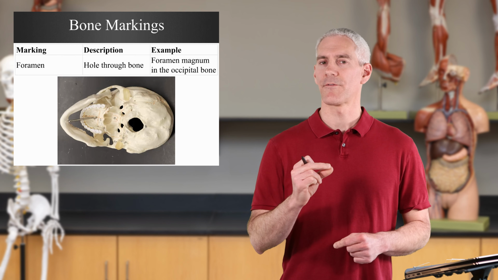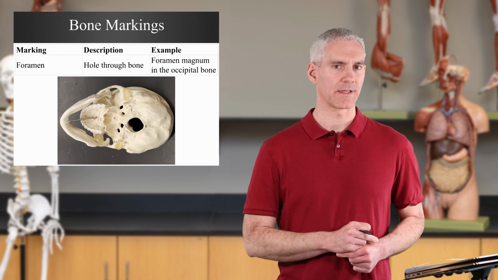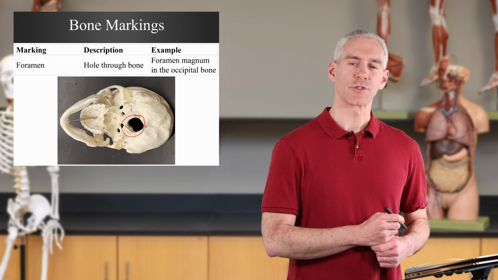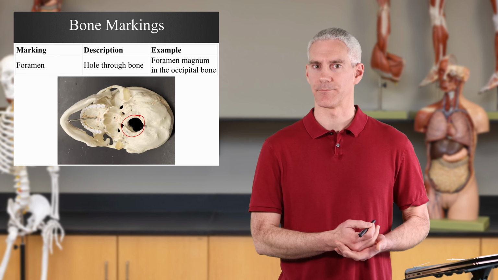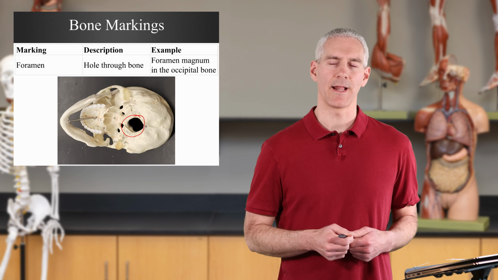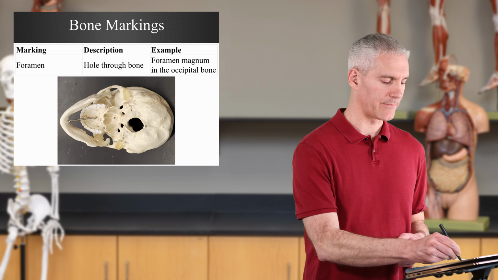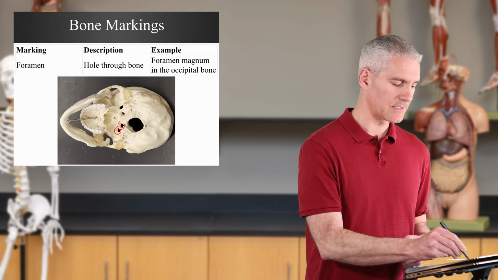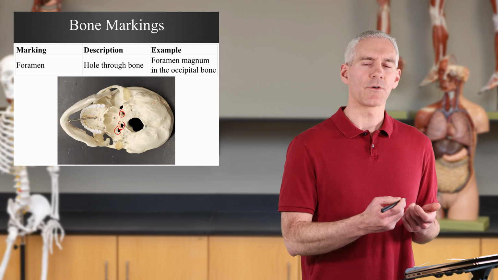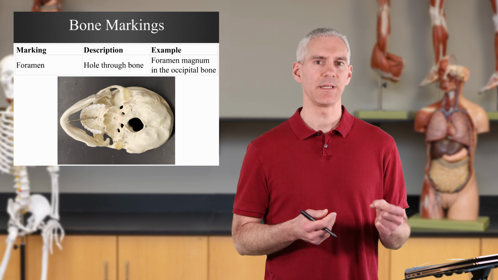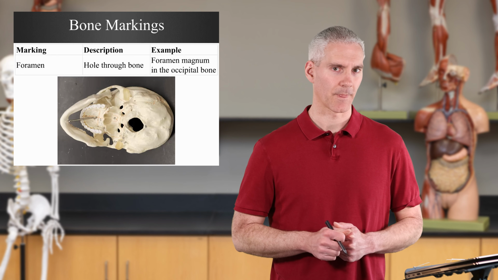Foramen. A foramen is a hole that goes through a bone. So in this case, you can see the very large foramen right there. That's the foramen magnum. That's where your brainstem and your spinal cord are going to meet. But you can also see other smaller foramen. Each one of these is a foramen here. So foramen come in different sizes, but a foramen is going to be a hole going through the bone.